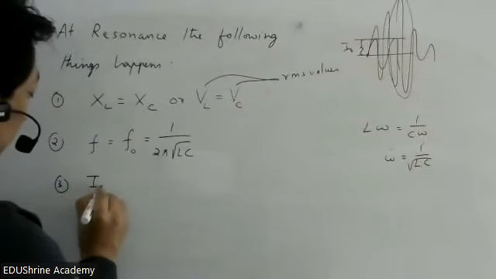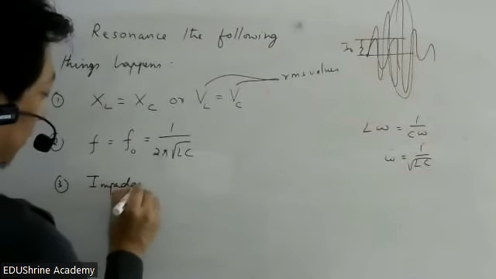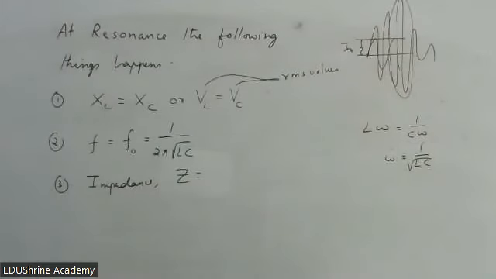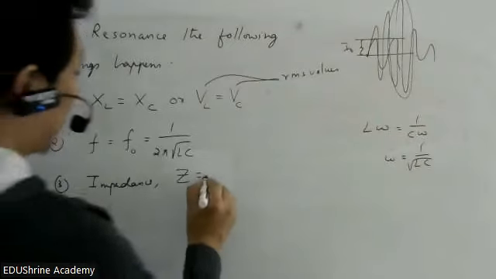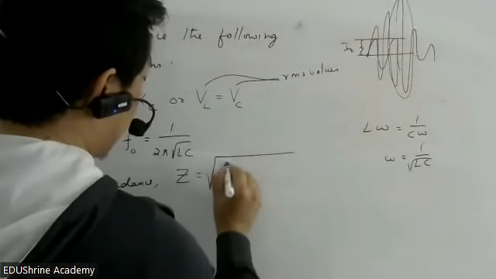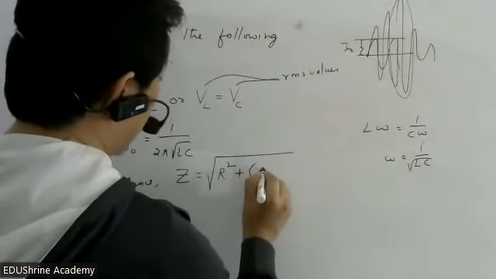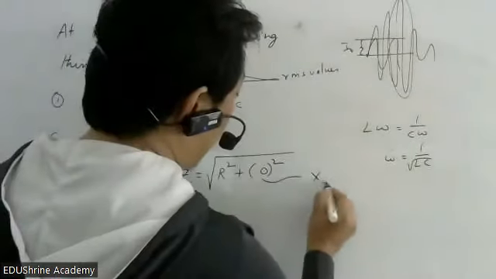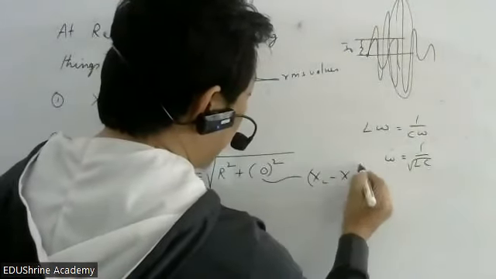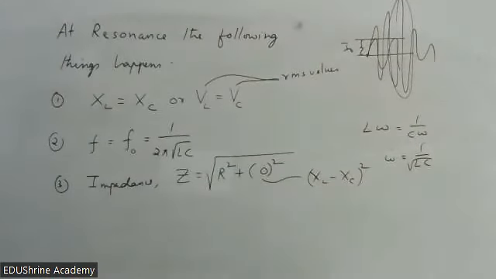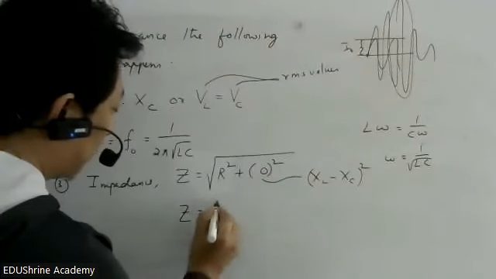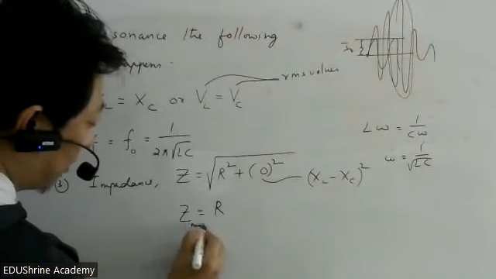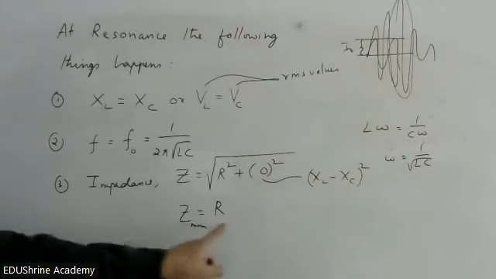What happens to impedance Z at resonance? Can you think? It becomes minimum. How much does it become? Root over R square plus 0 square. Why 0? Because, if you remember, (XL minus XC) square was there, right? Yes, sir. So your impedance will become simply R. And that minimum impedance is nothing but resistance.